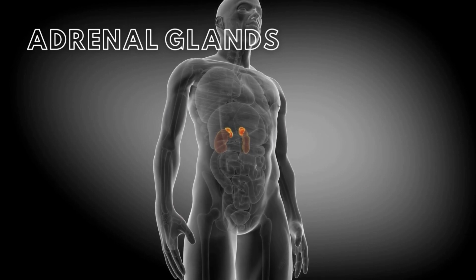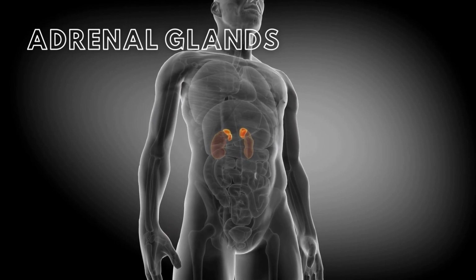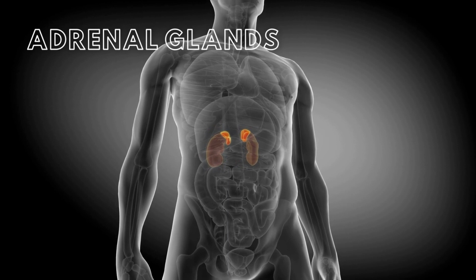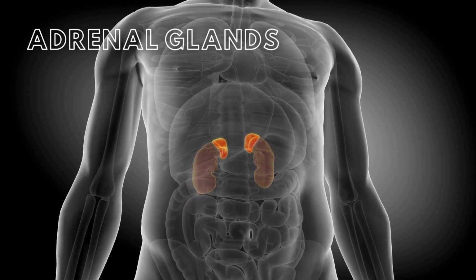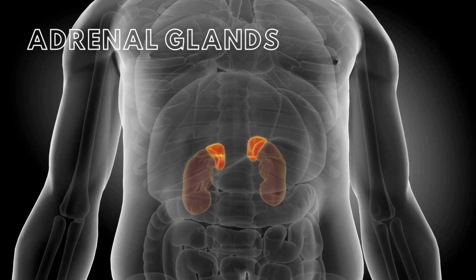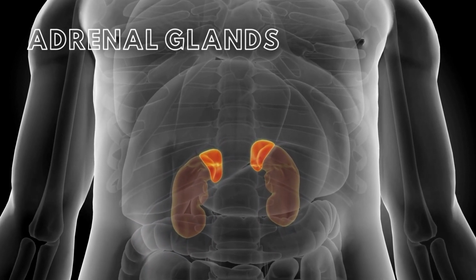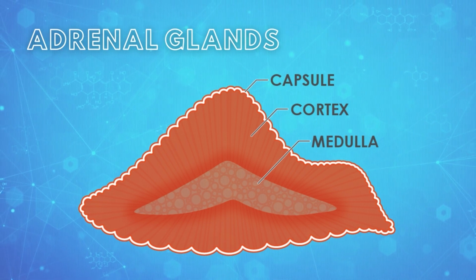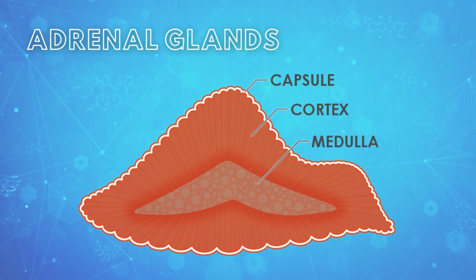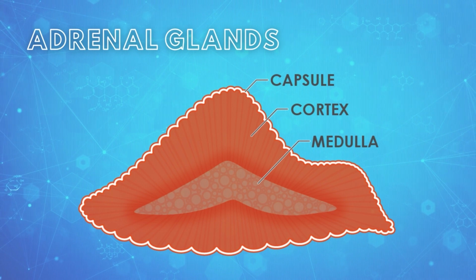The left gland lies posterior to the pancreas and part of the stomach, while the right adrenal gland lies posterior to the inferior vena cava and the right lobe of the liver. Histologically, the adrenal glands are composed of an outer adrenal cortex and an inner adrenal medulla, each of which has a different embryonic origin and produces different hormones.